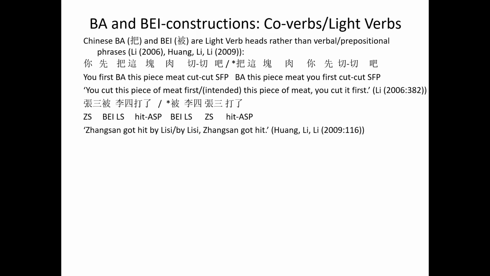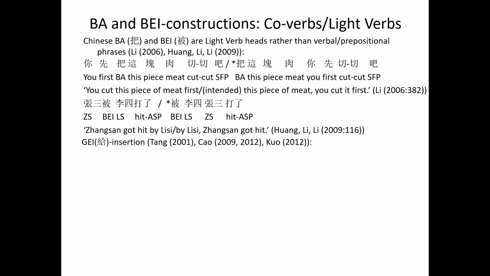So for example, 把这块肉你先切切吧. Okay, so that's not possible. The canonical word order is 你先把这块肉切切吧. But we cannot say 把这块肉你先切切吧. Preposing the entire phrase sounds odd to many people. Similarly, 张三被李四打了. We cannot say 被李四张三打了. No, that's just completely wrong. So bǎ and bèi do not seem to form phrases with the noun that comes after them, which is a difference to all the co-verbs that are presented on the previous slide.